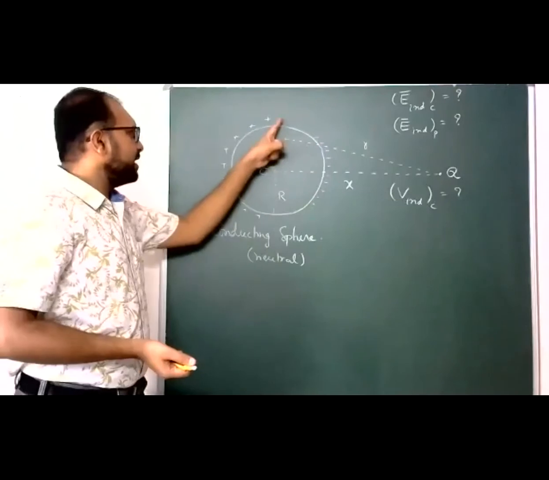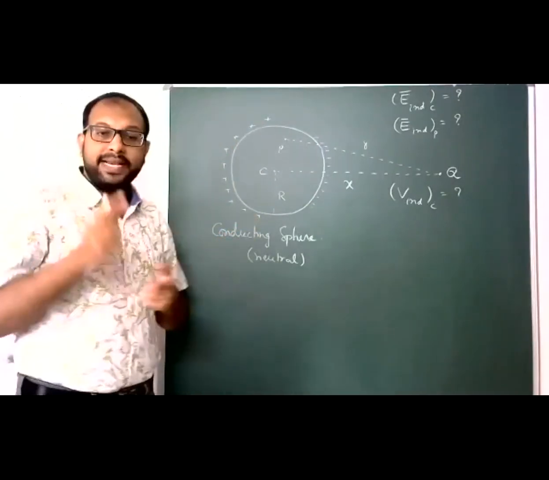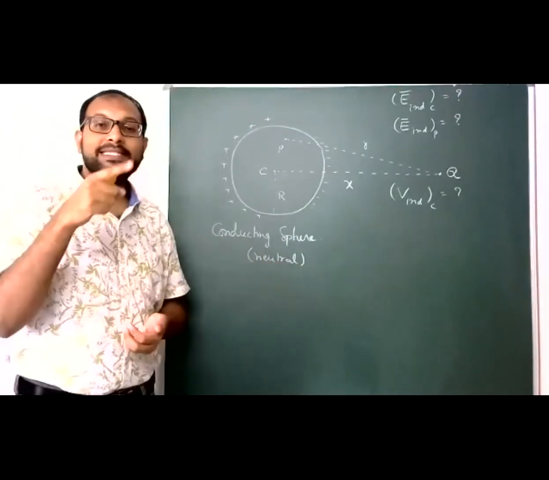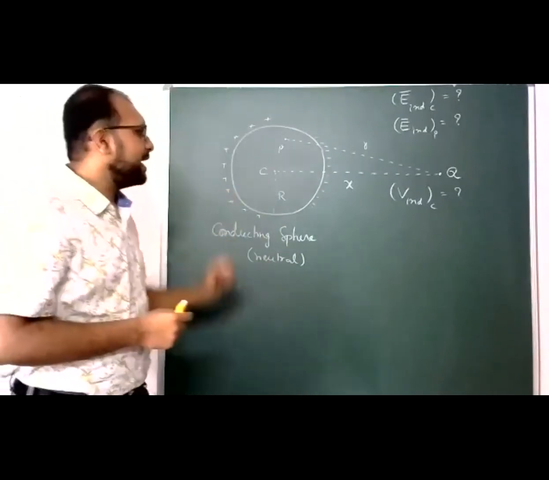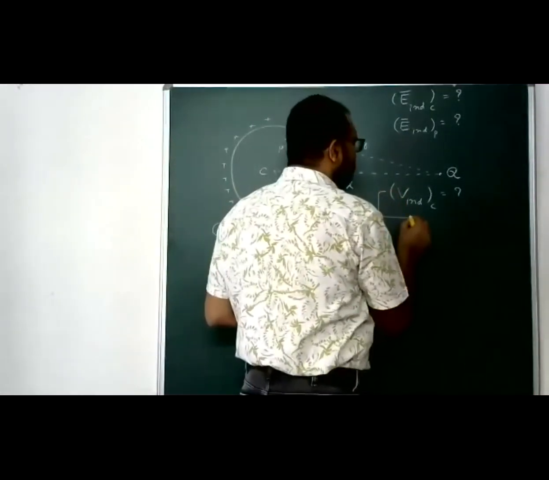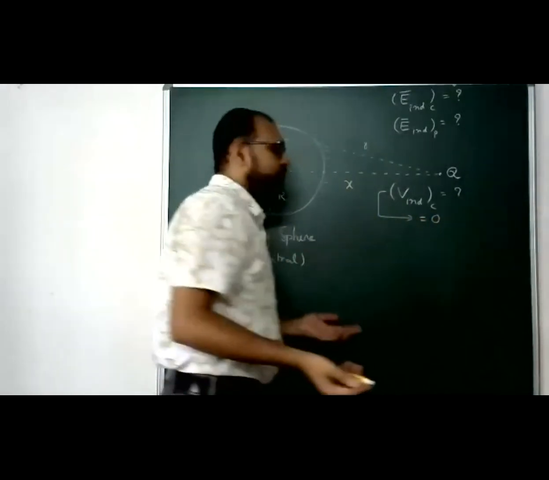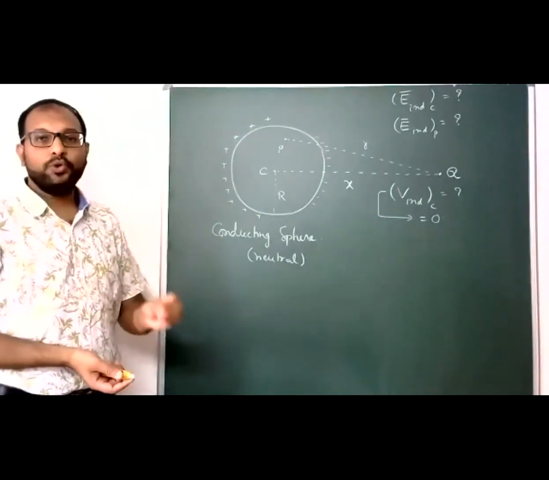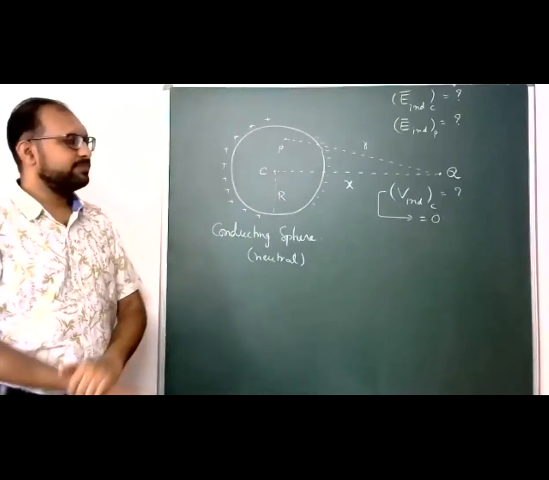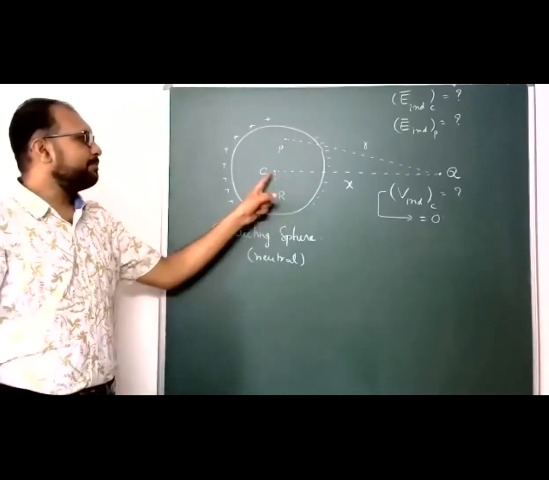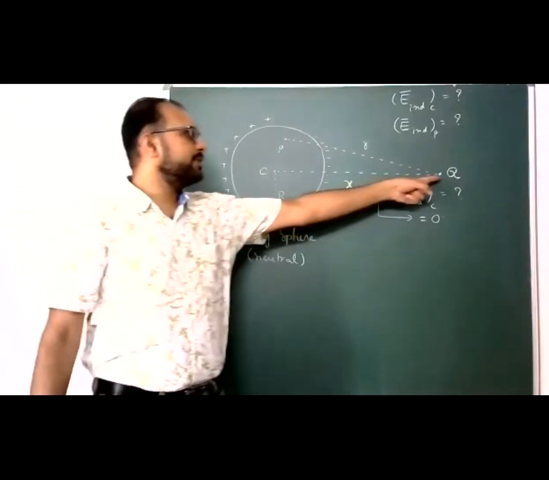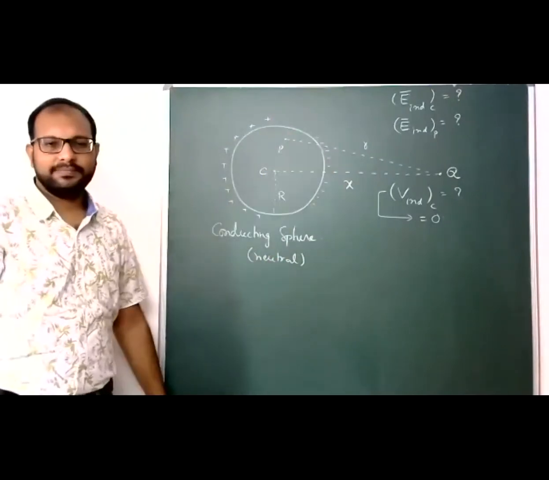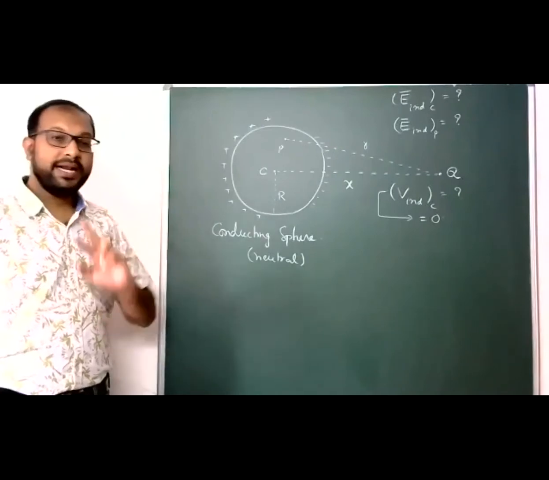Here negative charge is there, here positive charge is there, but net charge is 0 again, because it is neutral. That's why the potential at point C due to induced charges is 0. So at point C, what is the potential? Only due to this Q, that is KQ divided by x. So this question is over. Next problem.